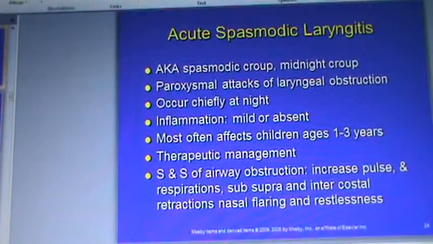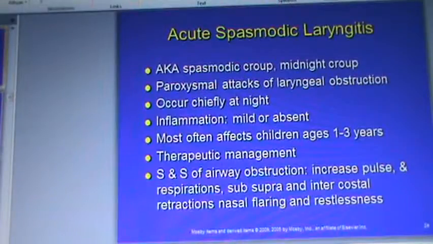Acute spasmodic laryngitis, also known as spasmodic croup or midnight croup. Paroxysmal attacks of laryngeal obstruction. They occur chiefly at night. Their inflammation can be mild or absent. Most often affects children ages 1 to 3.